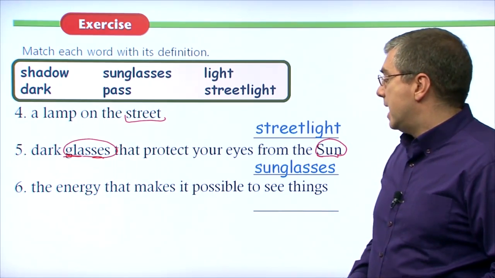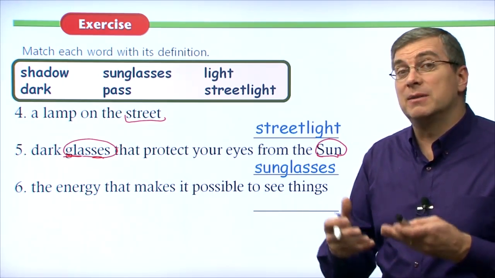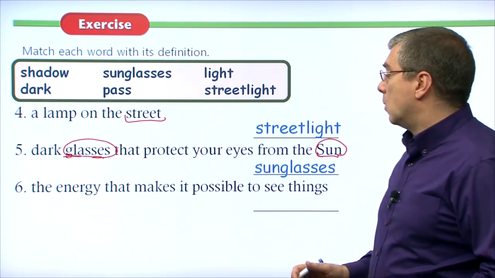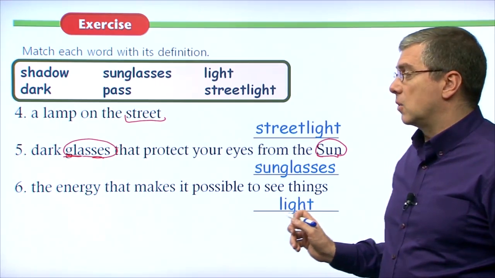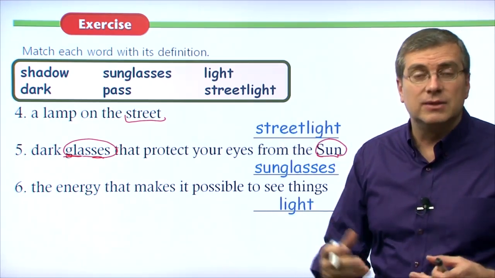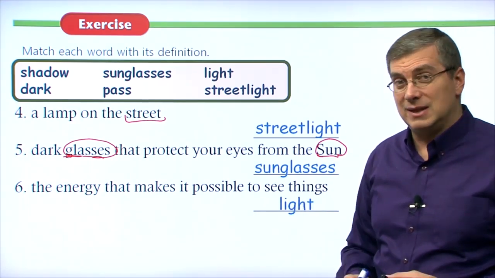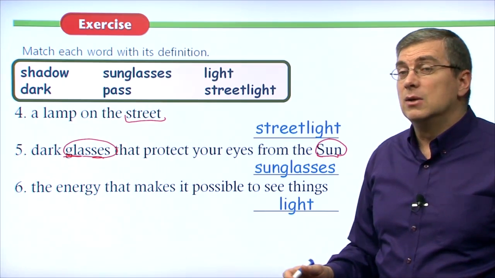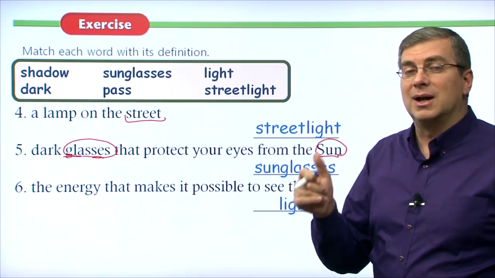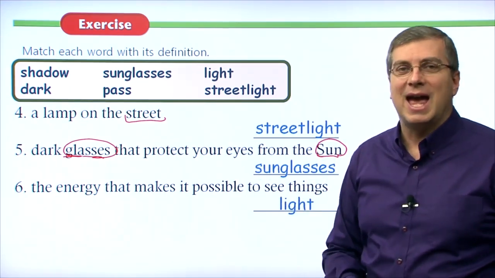Number six, the energy. It's a type of energy that makes it possible to see things. So you can see things. What do we call that? We call that light, of course. During the day, we get a lot of energy, light from the sun, and that allows us to see in the daytime. At night, we need to use street lights, or a torch, or a candle, or a flashlight to be able to see at night.